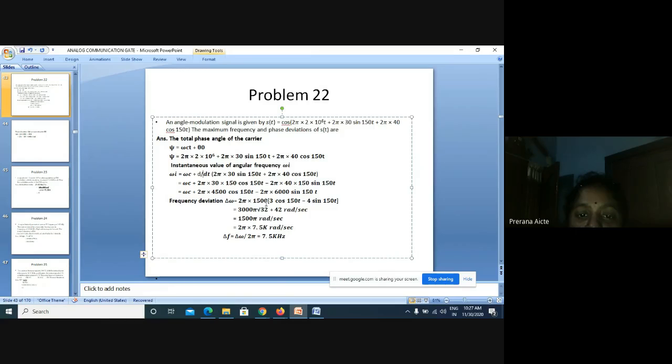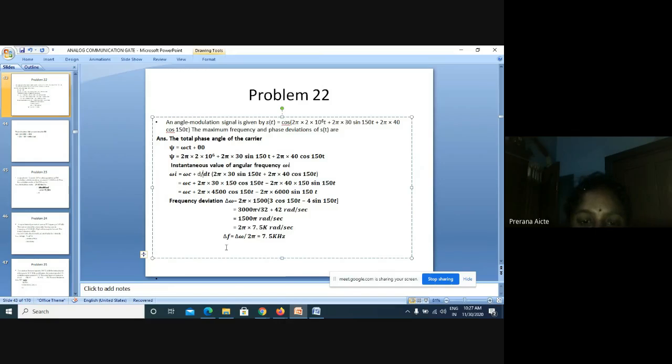When we take 1500 as common, we can write it as 3 cos of 150t minus 4 sine of 150t. So from these, if you find, it is 3000 pi into 3 cos of 150t minus 4 sine of 150t. If you reduce this expression, we'll get it as 1500 pi radians per second. We can write it as 2 pi into 7.5 k.